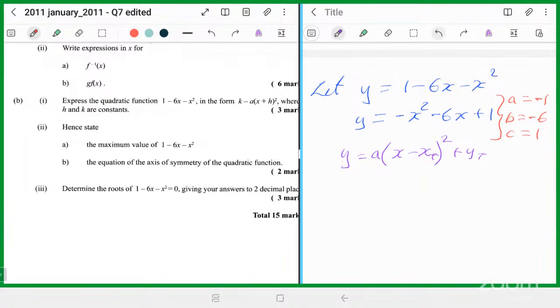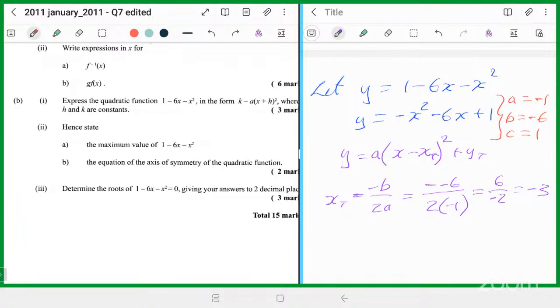Xt can be calculated from these values with the formula: xt is minus b over 2a, equals minus, that is this minus right now. Then the b is actually -6, so it becomes a minus -6 over 2a, the a is -1. This becomes a positive 6 over -2. Positive 6 over -2 is -3.